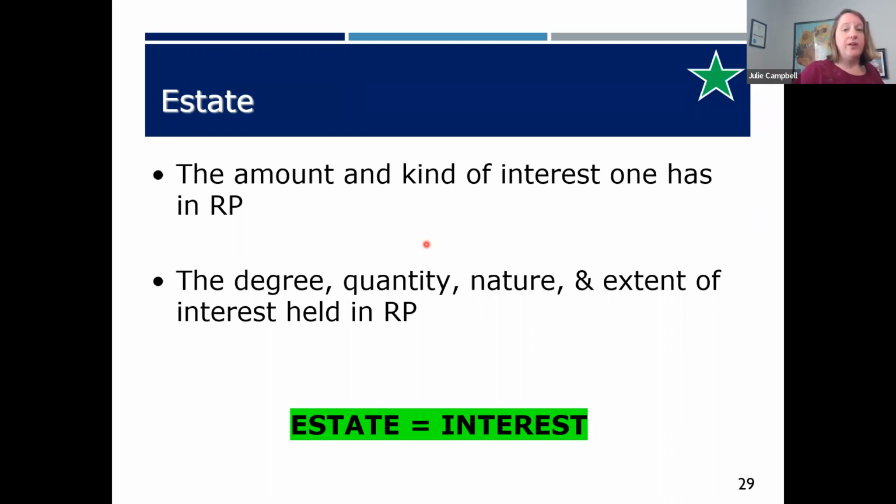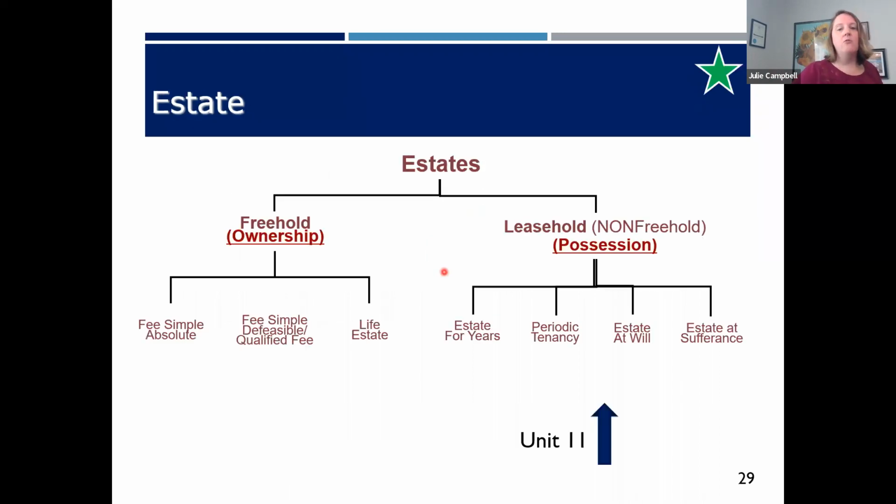In this class, we look at two different types of estates. We're going to look at freehold estates now. When we get to Unit 11, we're going to talk about leasehold estates, also known as non-freehold estates. Freehold estates are a state of ownership. What's your interest in this property? You own it. That's your interest. What about leasehold estates? What's your interest? You possess it. You have the right to live there. You've been given that right by your landlord. We will come back to leasehold when we get to Unit 11. We're going to put that off to the side for now. And right now, we're just going to focus on freehold estates in Unit 2.